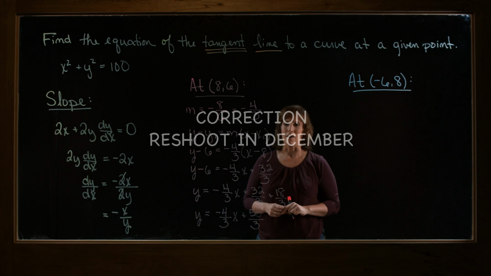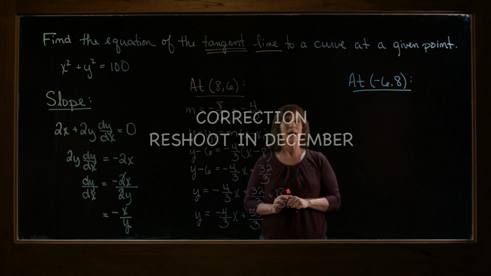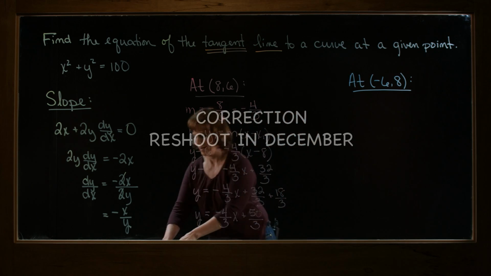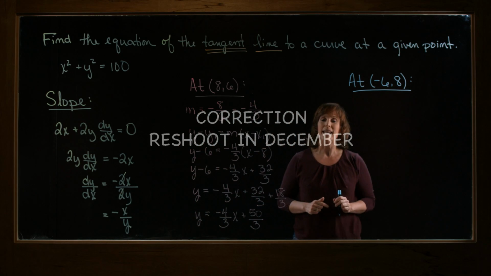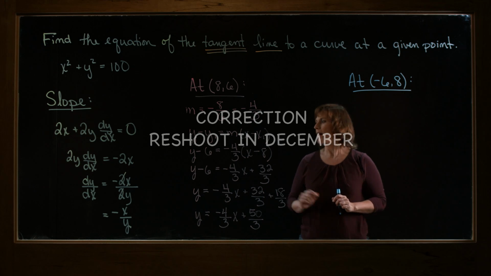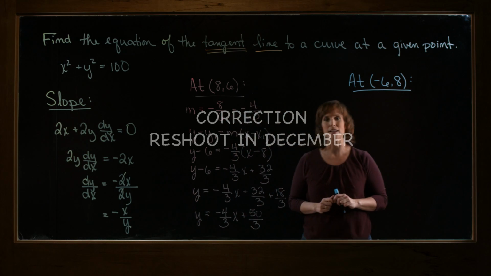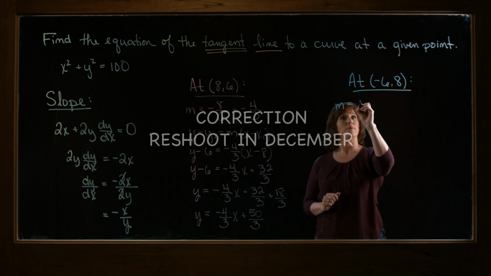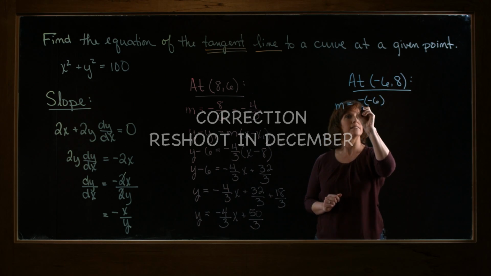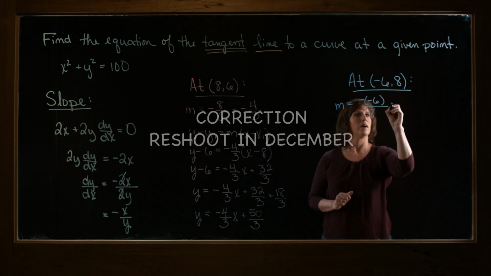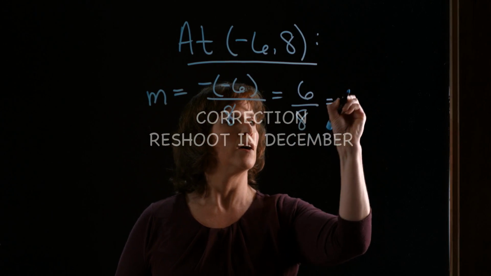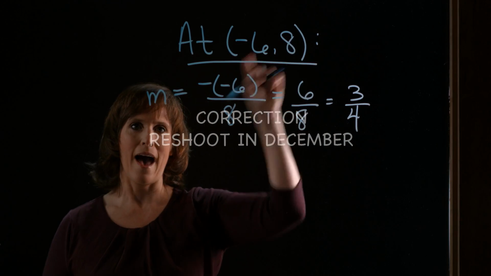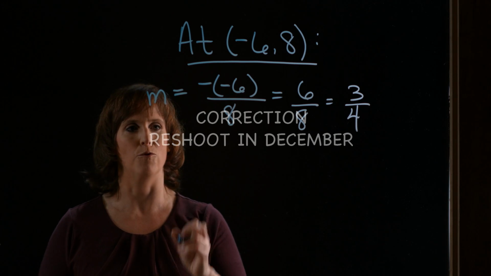The problem doesn't stop here. It wants us to do this process again when the tangent line passes through the point (-6, 8). So let's try it again. Once again, I need the slope for this particular line. In general, I know that the slope is minus x over y. So in this case, minus x over y will give me a minus negative 6 all over 8, which is 6 over 8, or 3/4. I have the slope, I have the point, I can go ahead and use my point-slope formula.